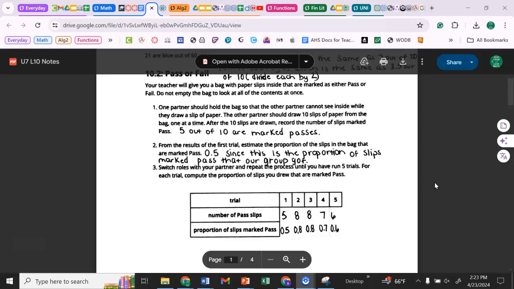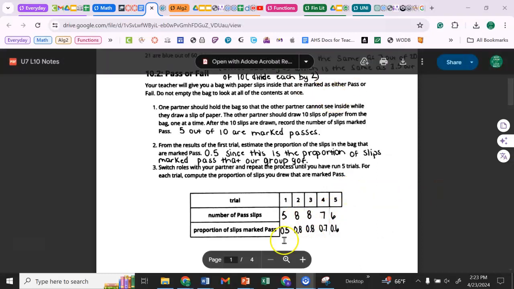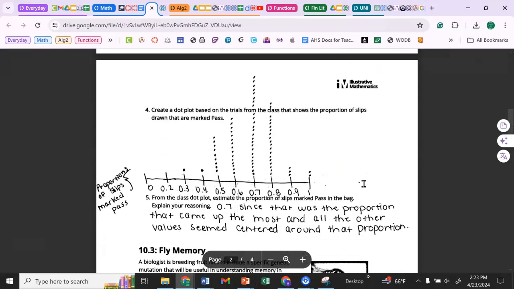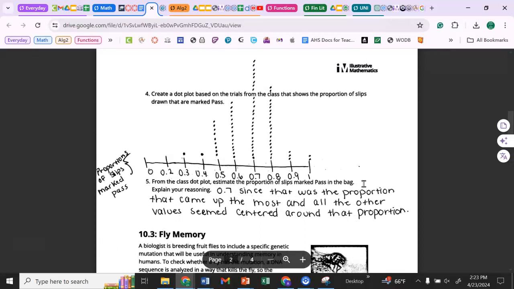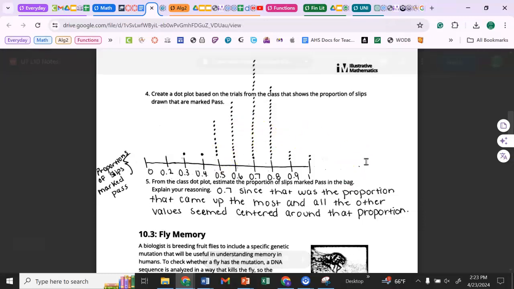So when I did this 5 other times, here were the numbers that I got. You're welcome to look at those numbers as well. Okay, so now if we turn to the page, here is my dot plot that we got from class. So go ahead and hit pause and copy this down. And then this is the proportions of our even cards that we pulled.